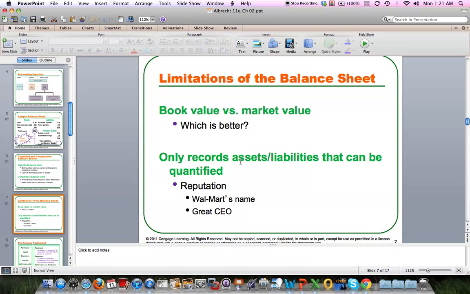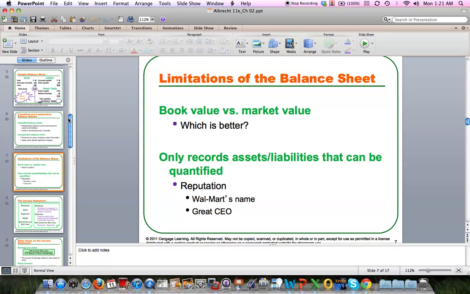Okay. And so reputation, while that could be a really good thing for a company and will definitely add value, we can't quantify reputation. We can't quantify a good CEO. We can't quantify a brand name. Okay, and so we know those are important things, but we don't make a journal entry for items that we cannot quantify.